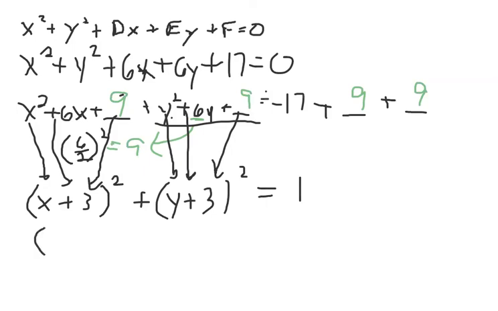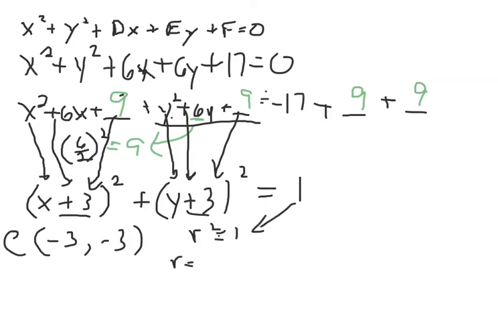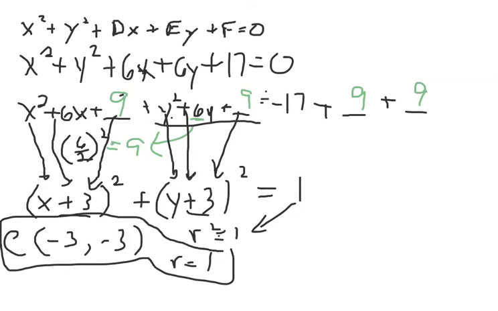So now I'm supposed to tell the center. So the center is, you got to change the sign. So they got +3 here, so I use -3. I got +3 here, so I get -3. And r squared is equal to that 1 right here. So you square root 1 and you get r is 1. And there is the center with the radius.